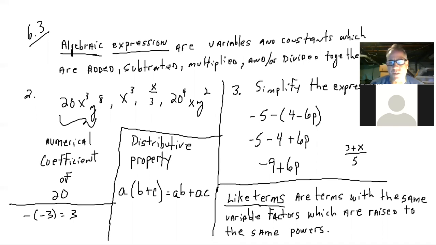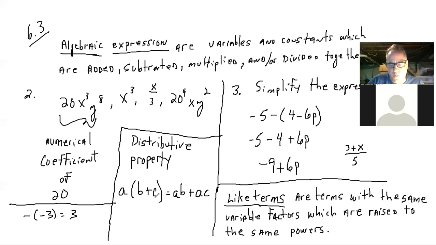So again, our discussion here, looking at 6.3. Defined algebraic expression as variables and constants which are added, subtracted, multiplied, and or divided together. And then we looked at number 2, which was addressing this term called numerical coefficient, which we said was just a constant part multiplied in the algebraic expression.